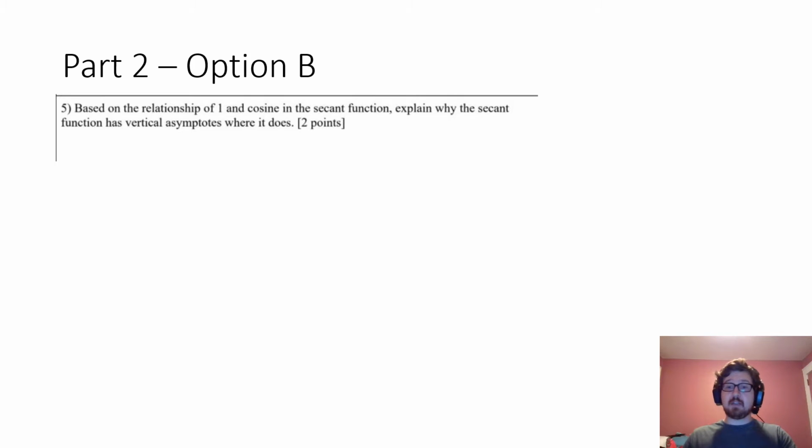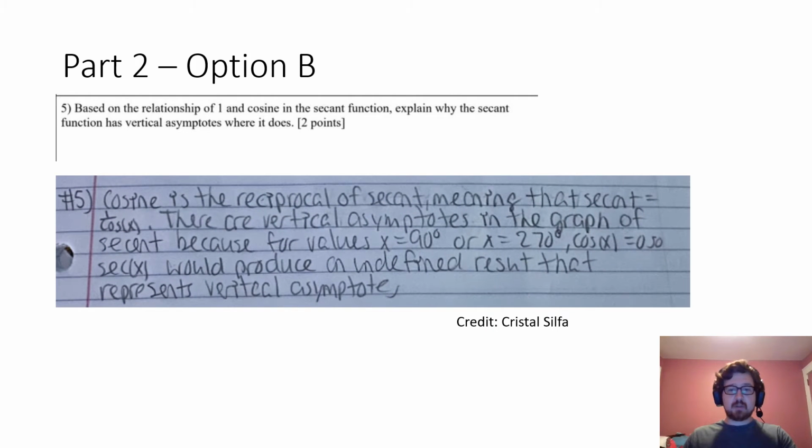Suppose you didn't do that one, you did the next one. Well, shout out to Crystal here. Good job, Crystal. You got full credit on this one. So she clearly states cosine is the reciprocal of secant, meaning that secant equals 1 over cosine. And she then says there are vertical asymptotes in secant because for values x equals 90 or x equals 270, cosine equals 0. So that produces an undefined result that results in a vertical asymptote. Crystal, well explained, very clear, good job. Again, this one is saying based on the relationship of 1 and cosine in the secant function, Crystal clearly has all of that mentioned, and she's good to go.